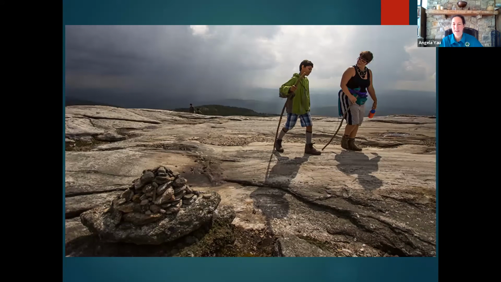Okay, how about this pair? So again, we have walking sticks. In this case, they're on the top of a mountain. So I would guess the walking sticks are probably for stabilizing and for safety, more than something they're relying on, and that they probably have good stability. They both look well prepared.